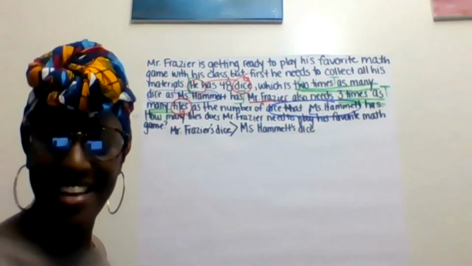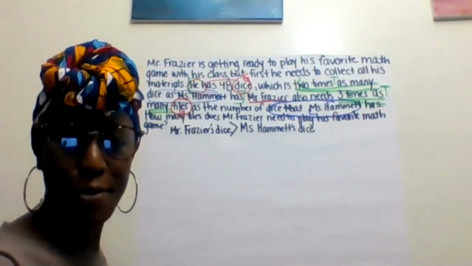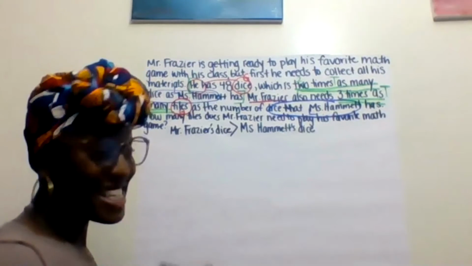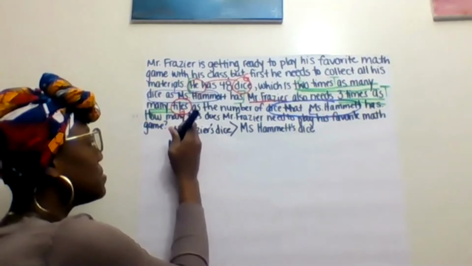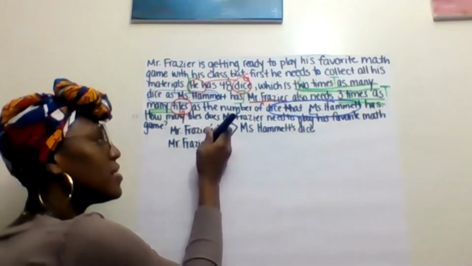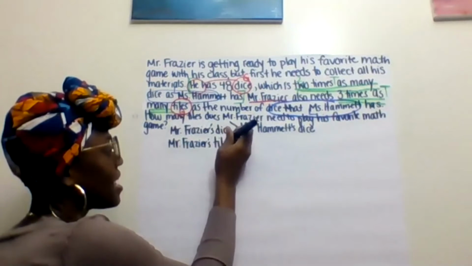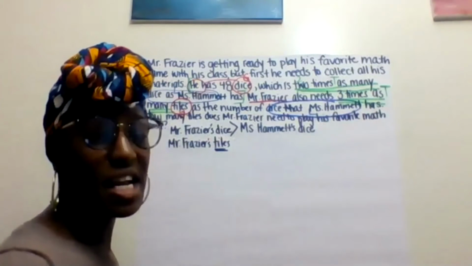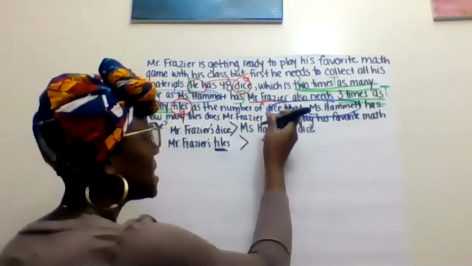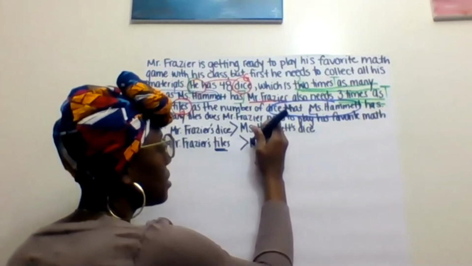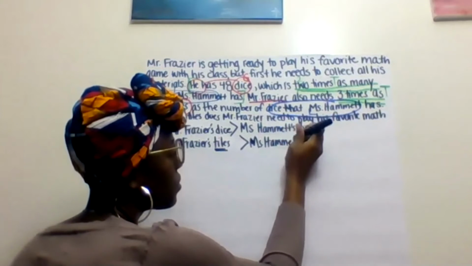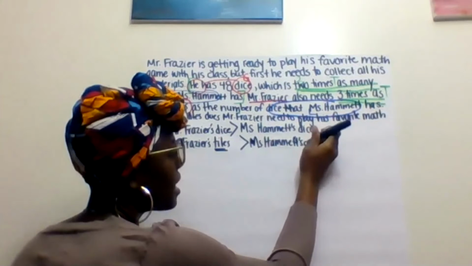Now let's move on to the second comparison in this double comparison multi-step story problem. What's the greater amount? Yes, this was tricky, but we didn't get tricked. It is Mr. Fraser's tiles this time. I'm going to double underline that so we don't get tricked. And it is greater than what? Yes, Miss Hammett's dice.